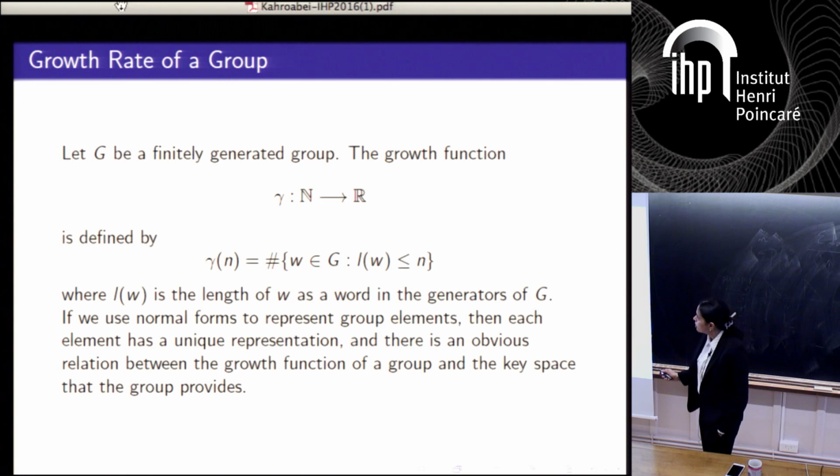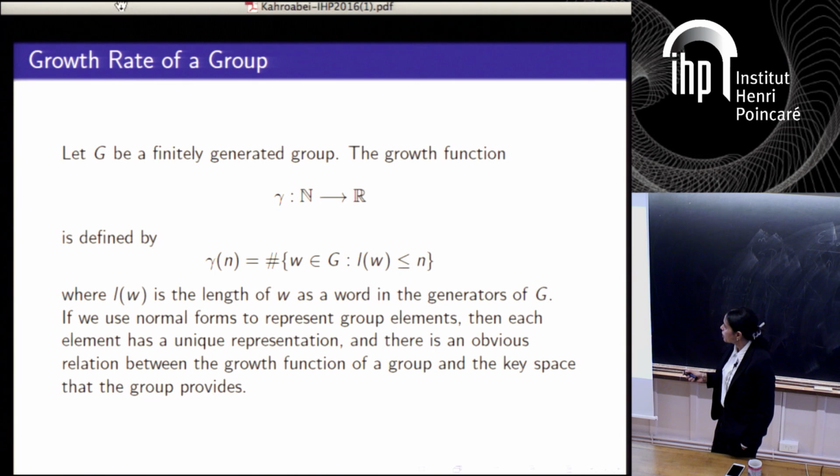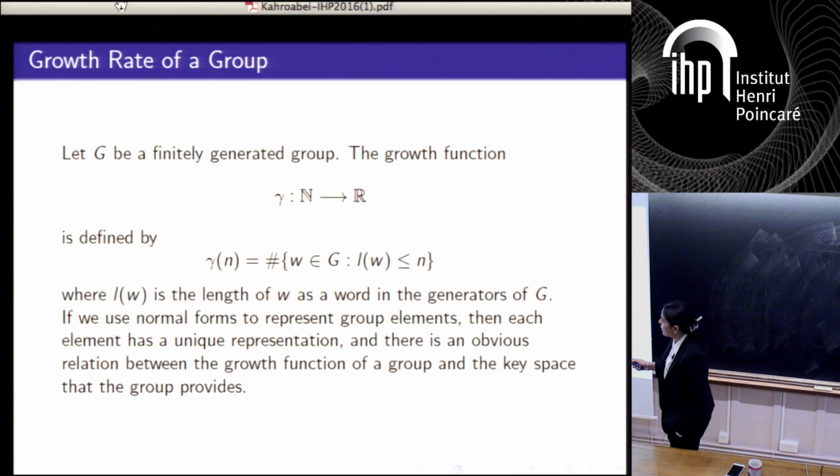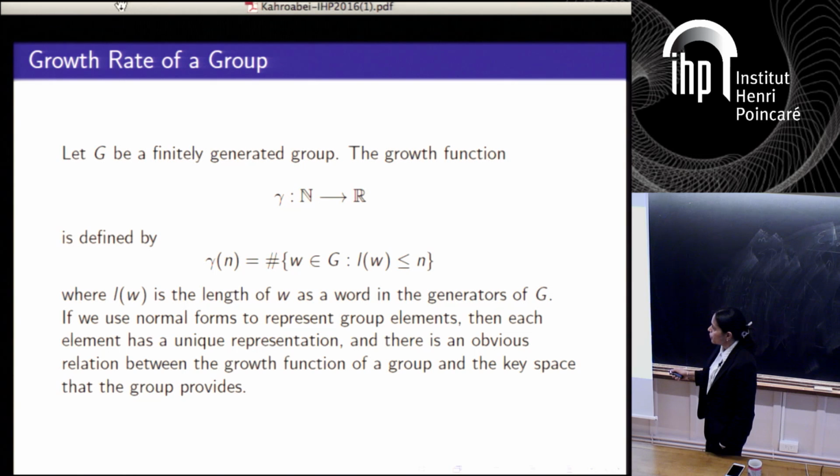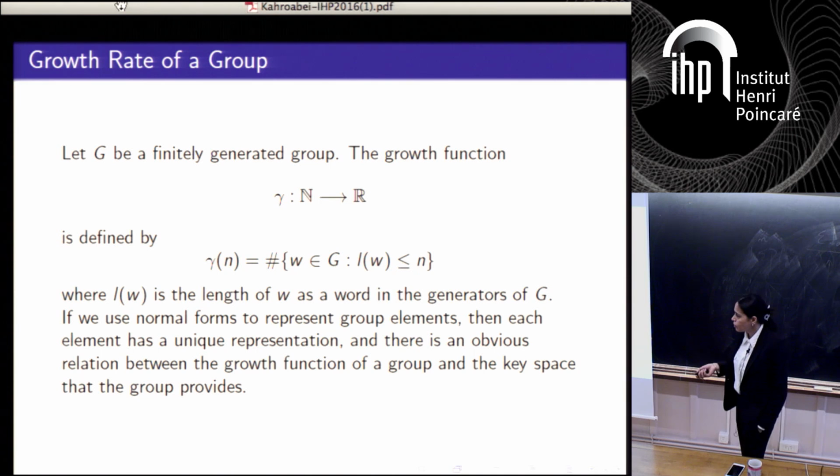There is one more notion that I want to talk about, and that's the growth rate of a group. If you have a finite group, which I think is what you usually work with, every group has an order. But if you have an infinite group, which is the case in some of the groups that I'm talking about, we have the notion of the growth rate of a group. So let G be a finitely generated group. The growth function gamma from N to R is defined by gamma of n being the number of words w in G such that the length of the word is less than or equal to n. L of w is the length of the word in the generators, it could be the normal form of an element.